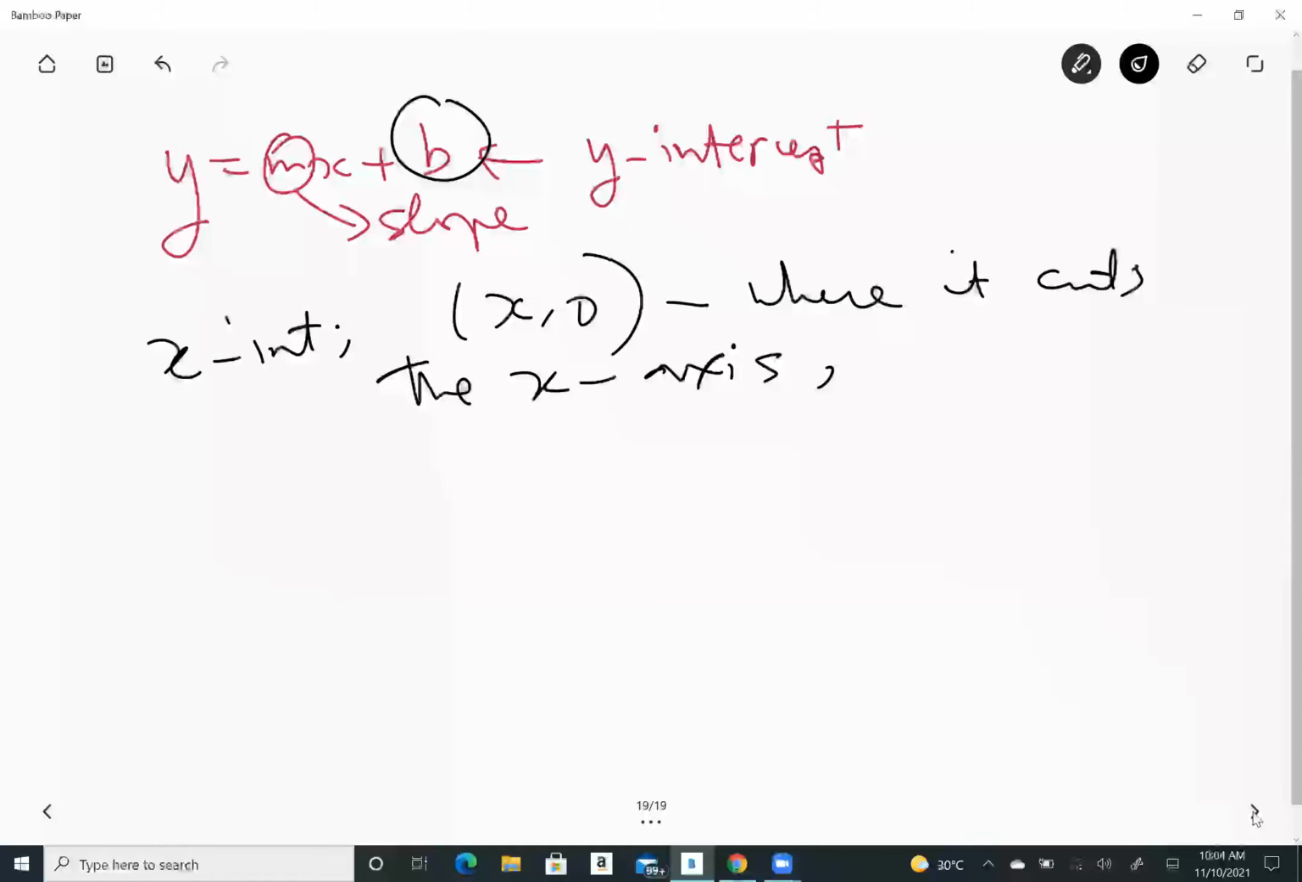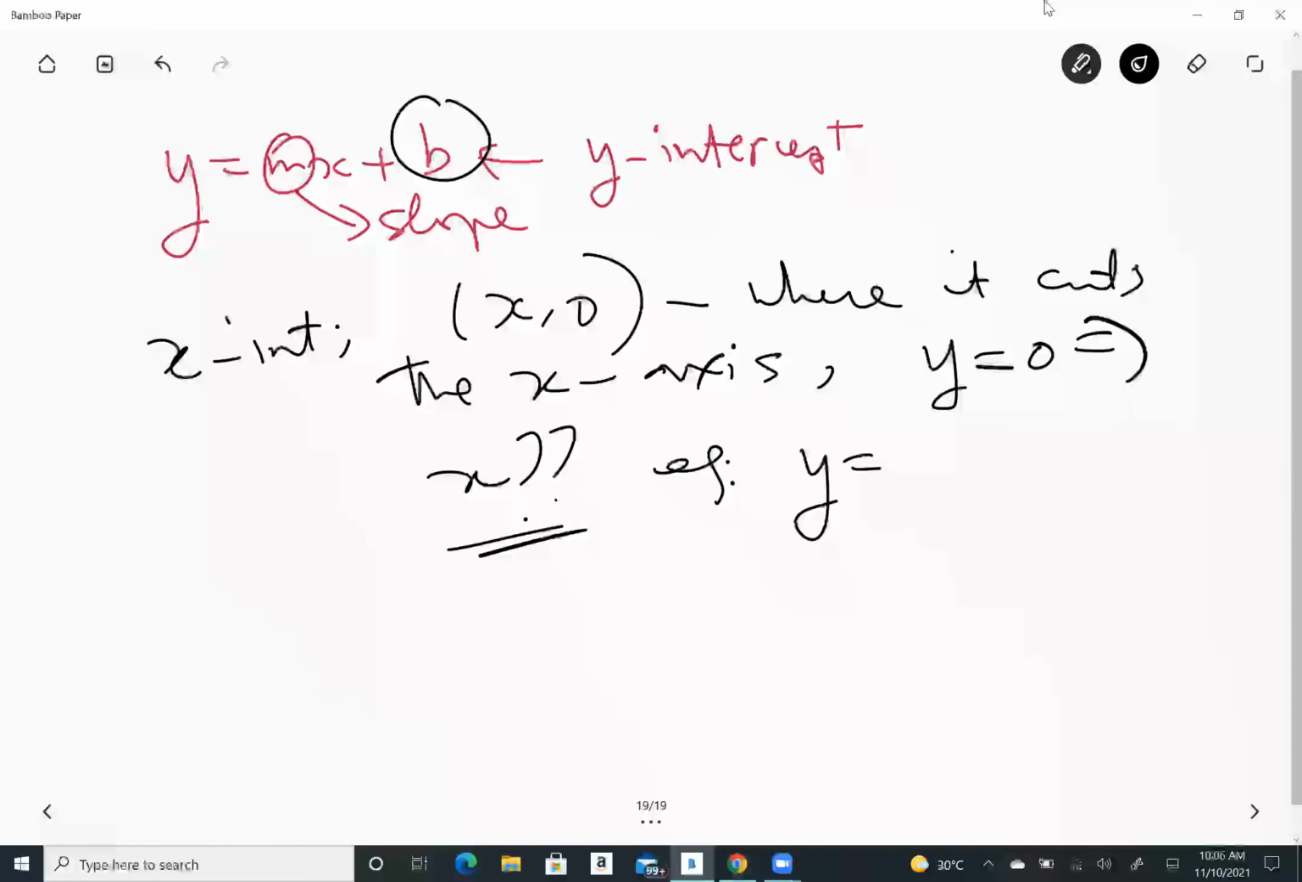Okay, where it cuts the x-axis. So in other words, when y equal to 0, you want to find the value of x. That is the x-intercept. So the x-intercept is where it cuts the x-axis. For that example, we have y equal to negative 4x plus 25. With that you have the y-intercept, which is very easy to determine. That is the value of b.